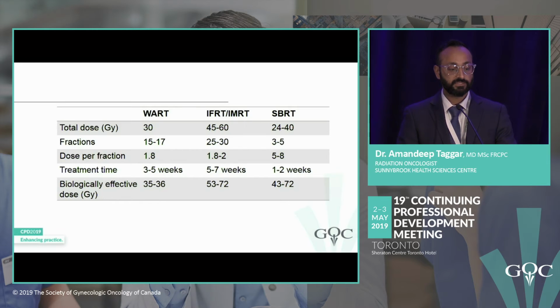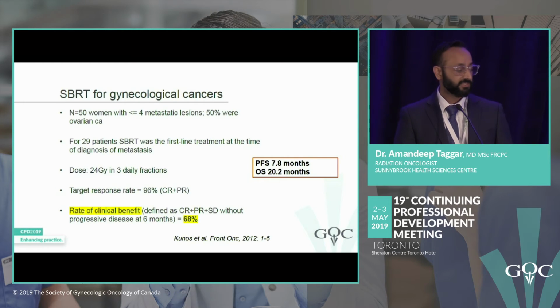And sometimes it can be quite effective. So there are some early series in gynecological cancers. This is a study by Kunas et al. that treated 50 women with SBRT. Half of them were ovarian cancer. They did find that the rate of clinical benefit in patients treated with SBRT was about 60 to 70%, and they defined it as patients who had complete response, partial response, or stable disease.